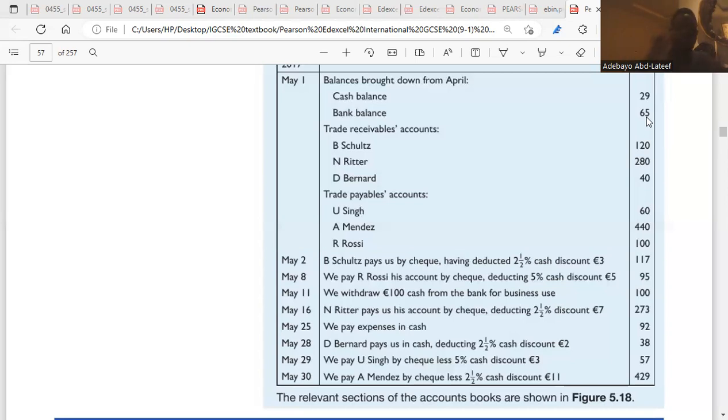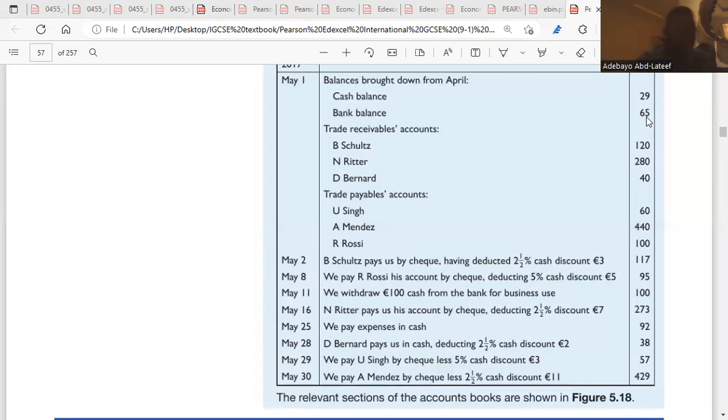I'm trying to solve the debit side of the cash book first. Here it said on May 11, we drew 100 euros cash from the bank for business use. That means we're taking money from the bank for business use. That's a contra entry. We call it contra because we're not taking money to buy something. Here we are taking money for office use, so we call it a contra entry.